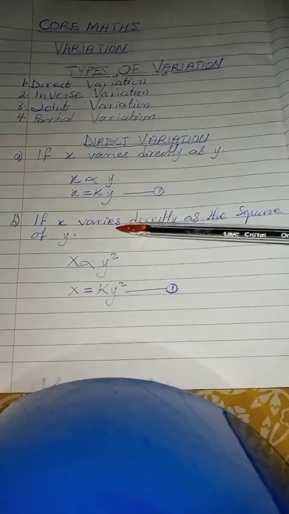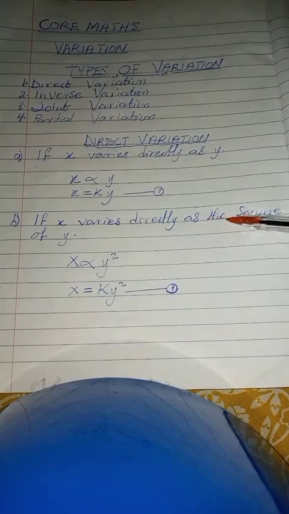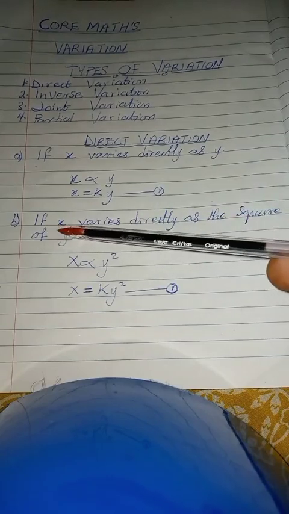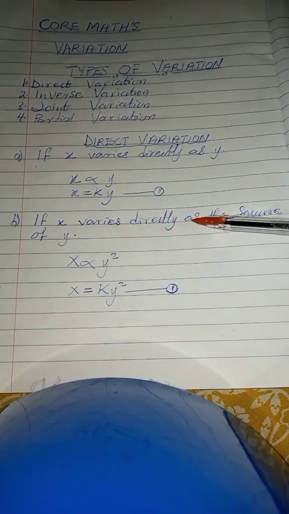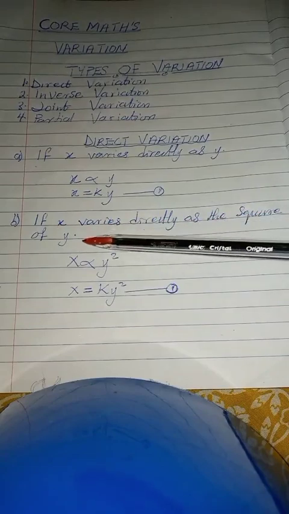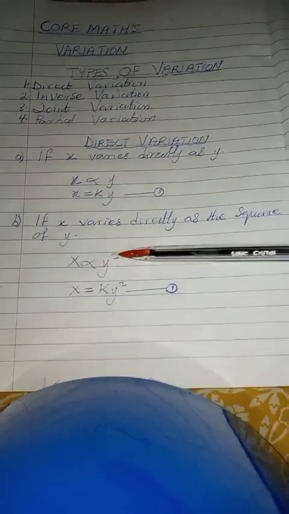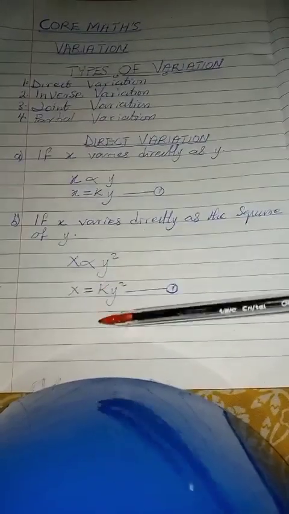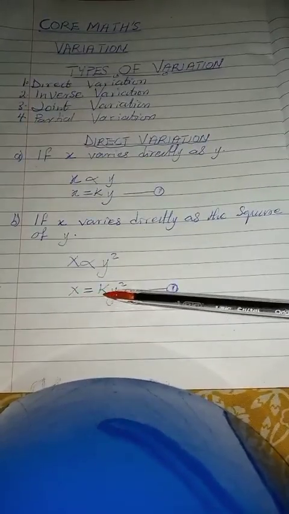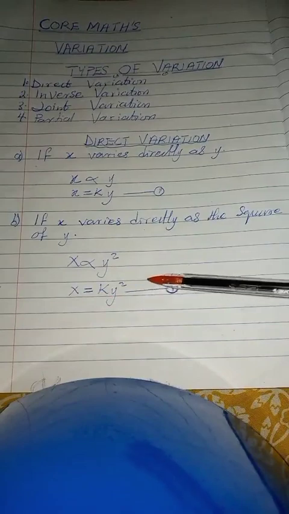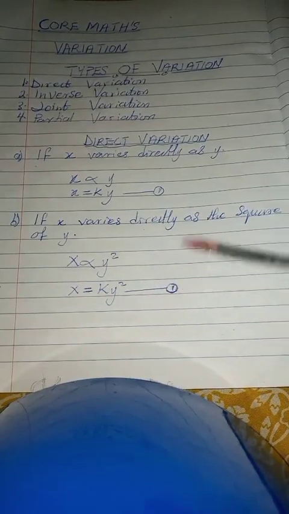Now let's look at the second statement. If x varies directly as the square of y, so we have x varies as the square of y, and this gives us x equal to k y raised to the power 2. That gives us the second statement.